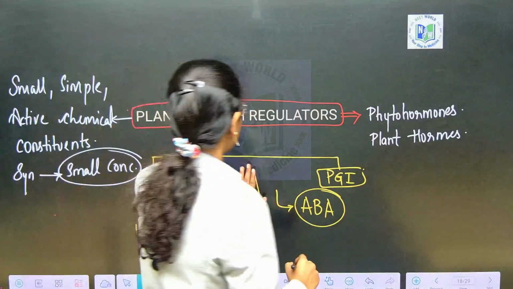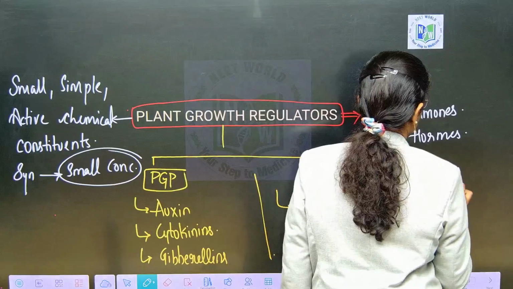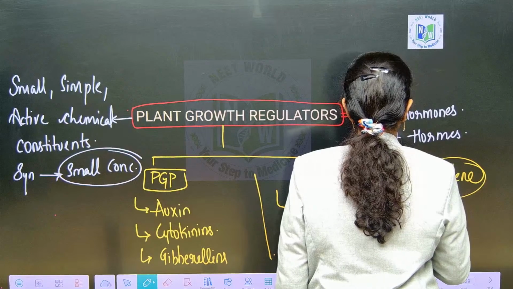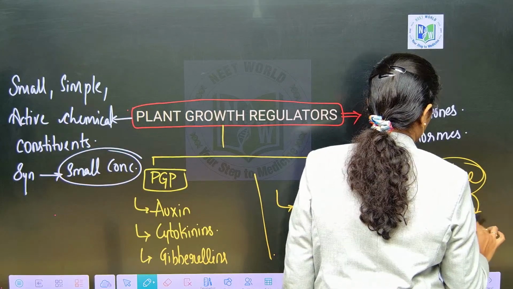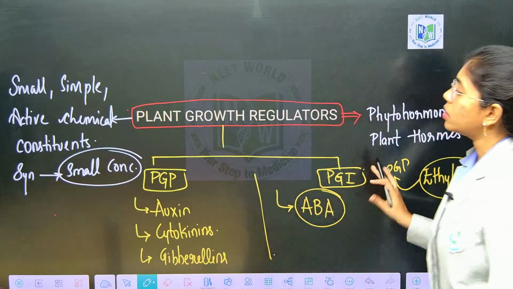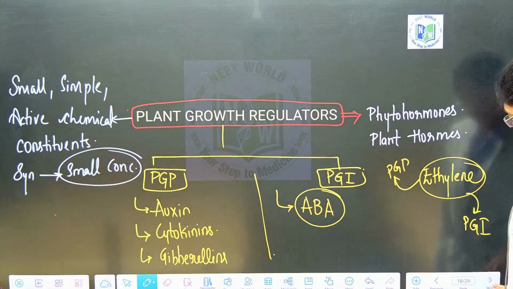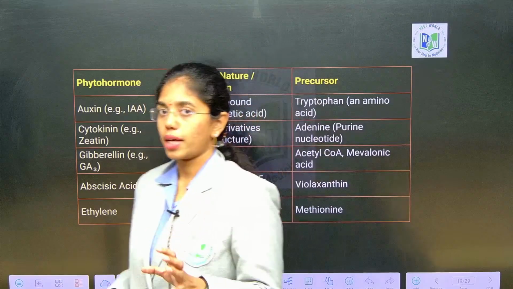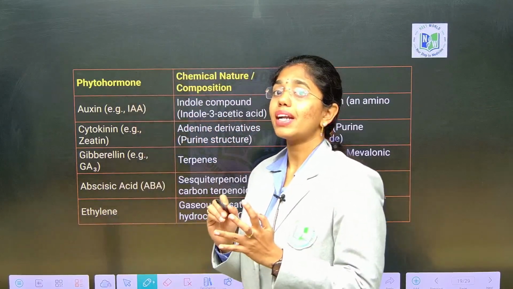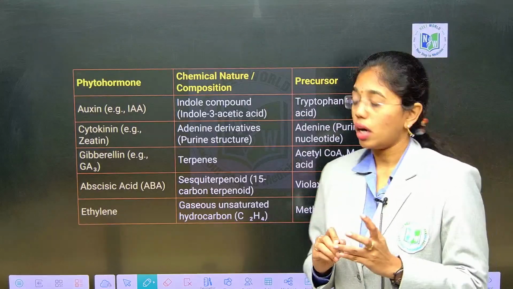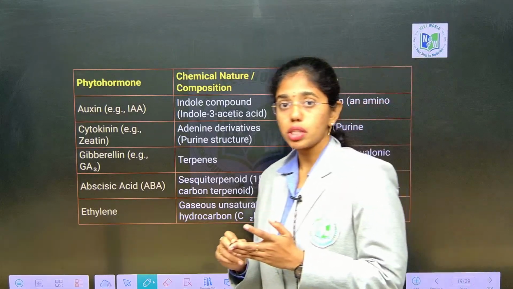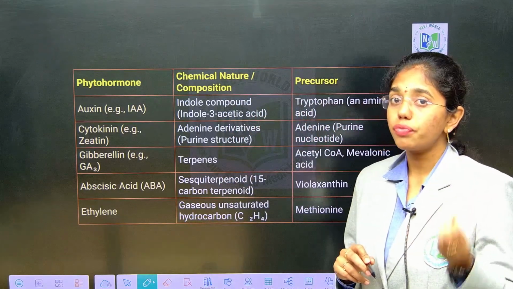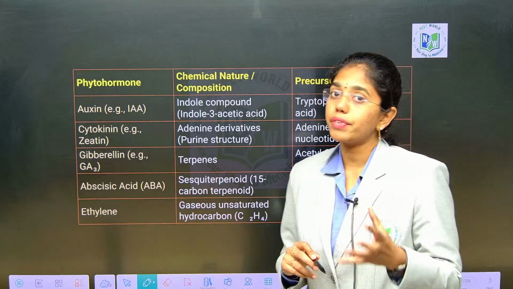Ethylene will do dual function. Ethylene will perform dual function both as plant growth promoter and as plant growth inhibitor. Clear, right? This is about plant growth regulators introduction. And now if you see all the phytohormones, what you have to learn from each phytohormone exactly? What is the precursor and what are the derivatives of every specific phytohormone, and then the discovery process, what are its physiological functions and applications. These 5 segments you have to be clear with for every plant hormone.